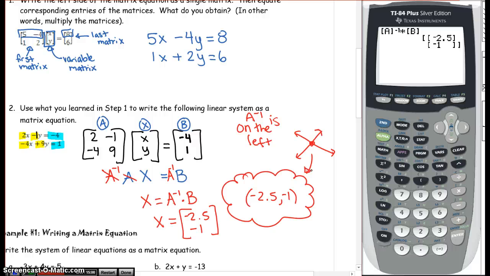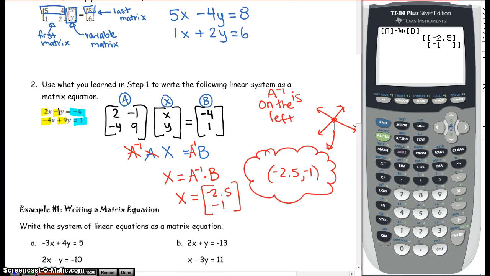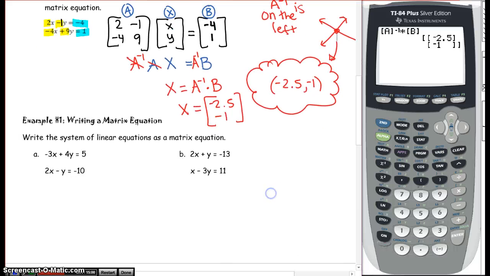Okay? Well, that's pretty much the gist of the entire lesson, but let's do a couple more just to get used to it a little bit, okay? So let's go into example number 1. It says, rewriting a matrix equation. Write the system of linear equations as a matrix equation. So they don't want us to solve or do anything. They just want us to write it as we did up here, as a matrix equation.